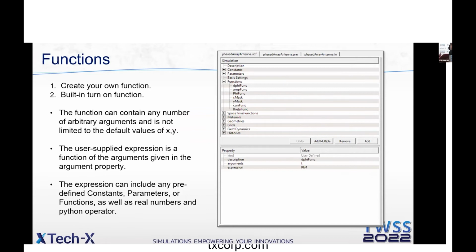Following parameters, we have the option to create functions, which is slightly separate from spacetime functions, and I'll just discuss both of them here. Within functions, you can create your own or turn on built-in functions. Functions can contain any number of arbitrary arguments, the one thing being that it is preferred they do not include a time function. Otherwise, that would make them a spacetime function. The user supplied expression is a function of the arguments given in the arguments property listed just under description there. And then the expression can include any predefined constants, parameters, or other functions if they've already been defined, as well as real numbers and Python operators.